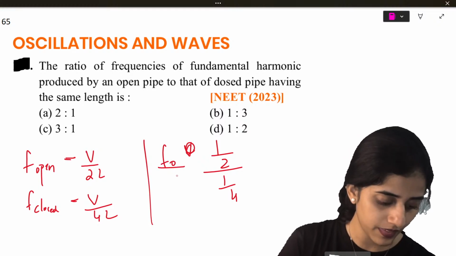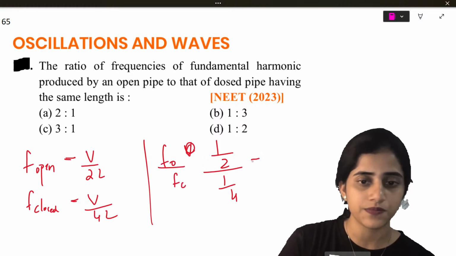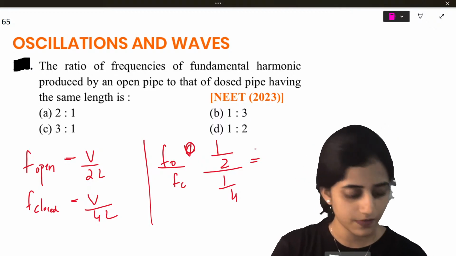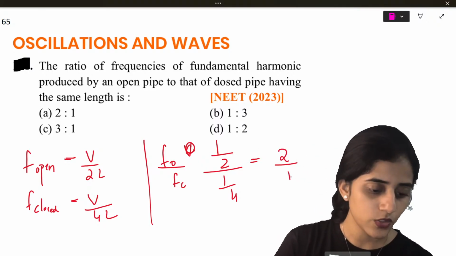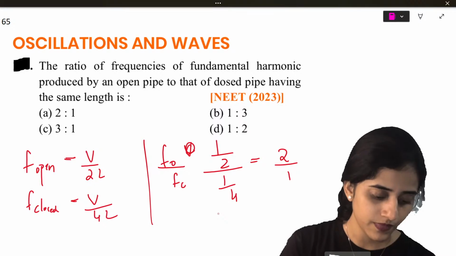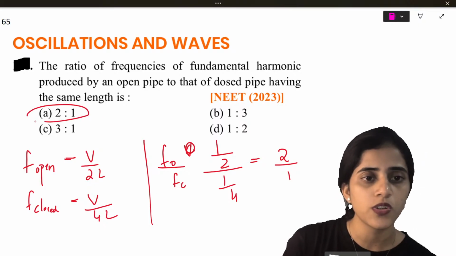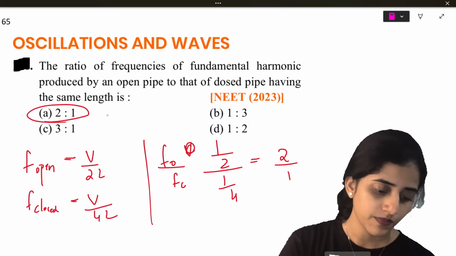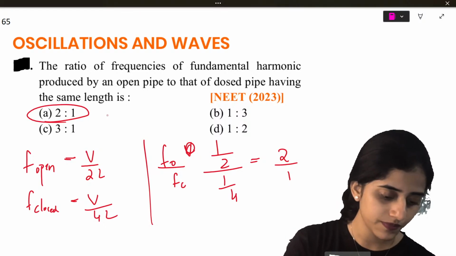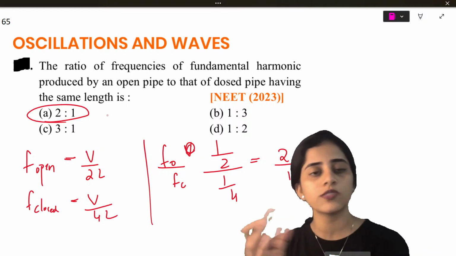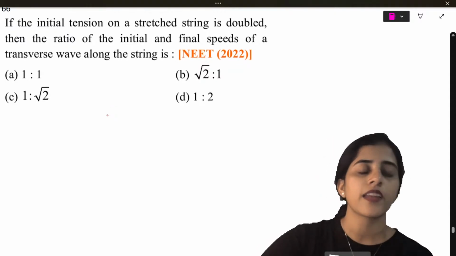F_O by F_C. So this is going to be 2 by 1. So what is the answer? 2 is to 1. Okay? Yes, no? Okay, next question.